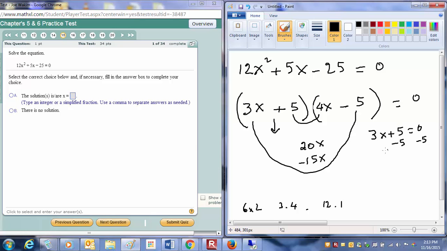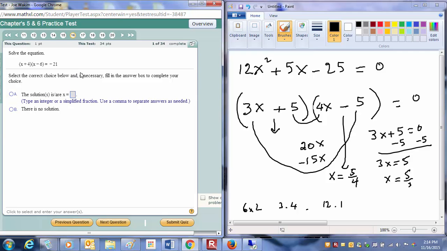First, you subtract 5 from both sides, and then you get 3x equals 5. Divide both sides by 3. You get x equals 5 over 3. That would be the first one. And if you solve the second one, you're going to get x equals 5 over 4 using the same method. So one of them is 5 over 3 and the other one is 5 over 4.